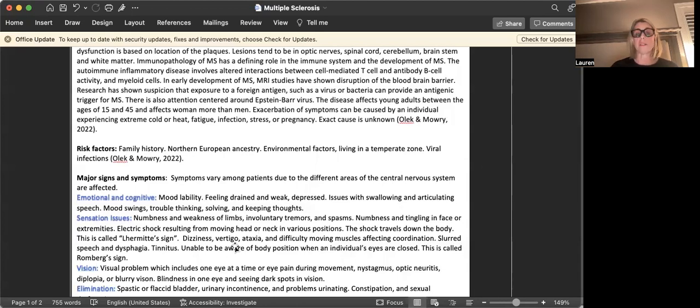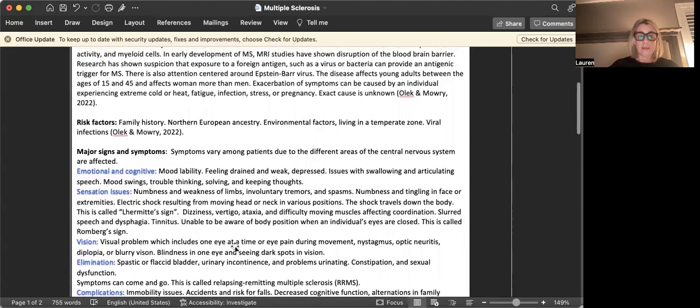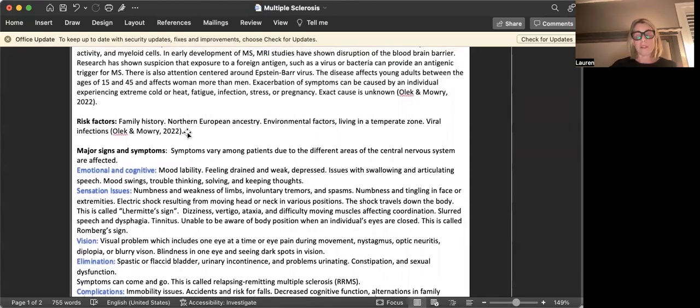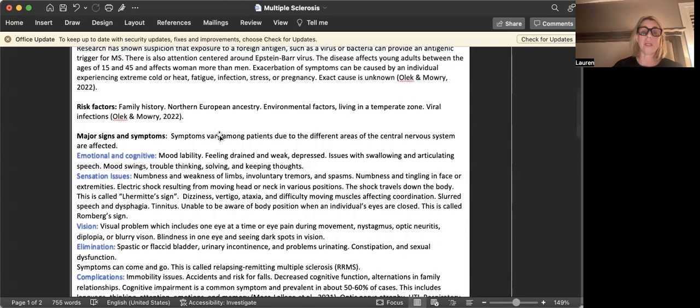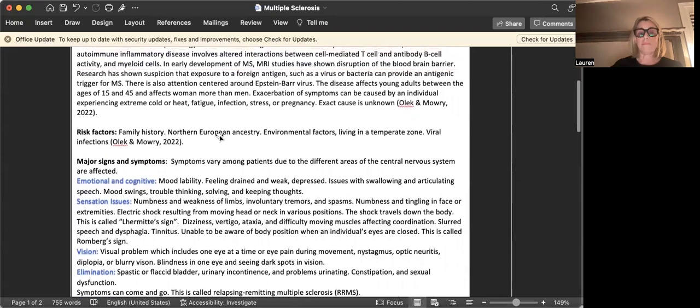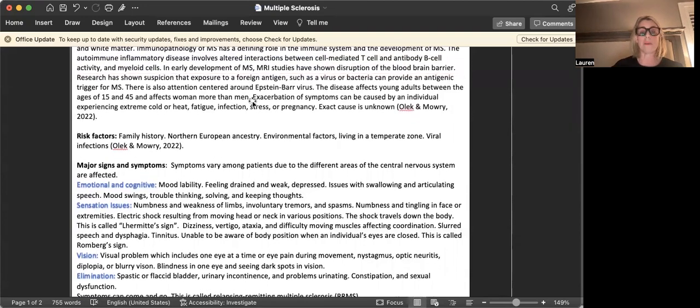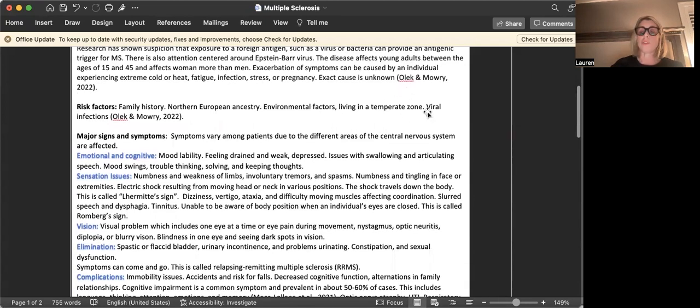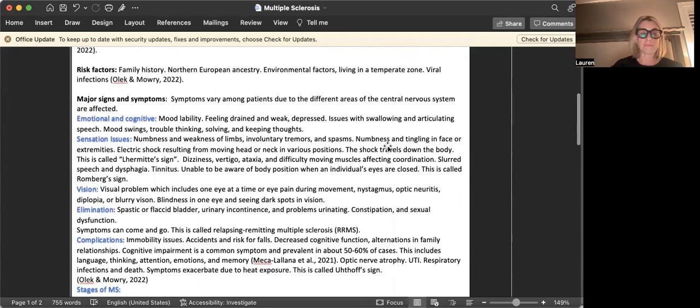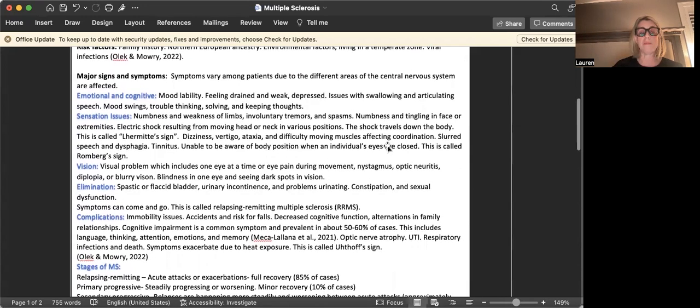Exacerbation and symptoms can be caused by an individual experiencing extreme cold, heat, fatigue, infection, stress, or pregnancy, and the exact cause is unknown. Some risk factors include family history, Northern European ancestry, environmental factors, which were discussed before, living in different temperature zones, viral infections. Some major signs and symptoms.